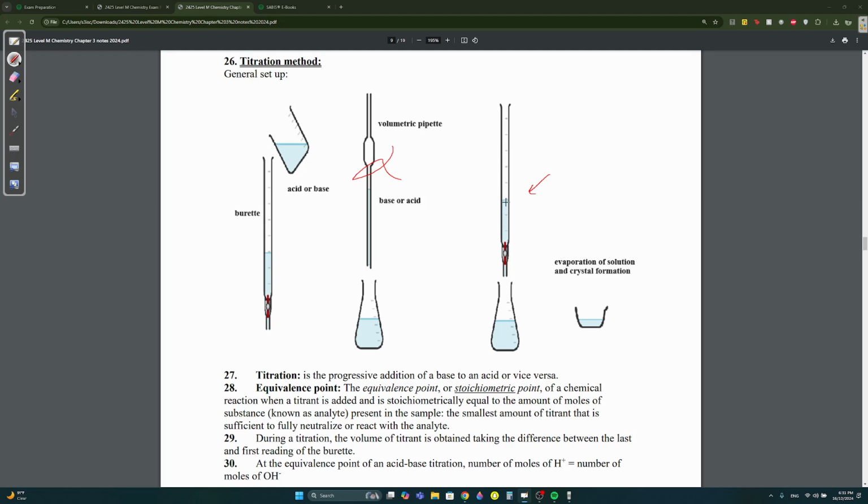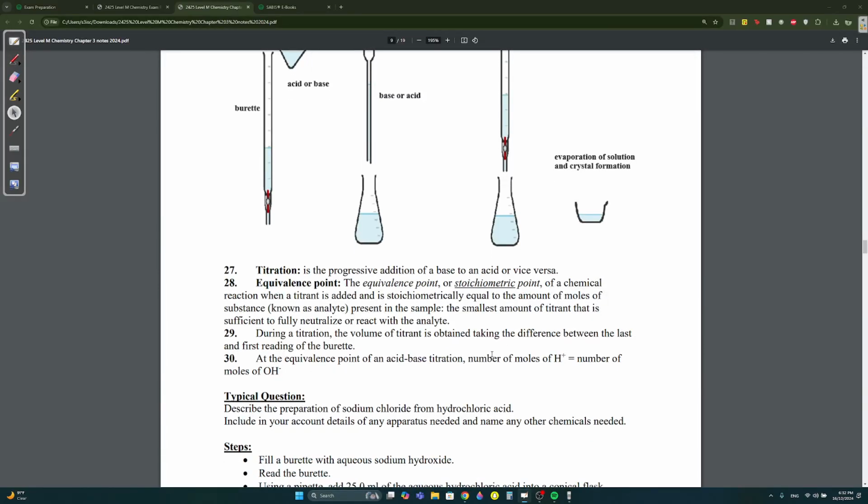When you're reading a burette, you want to know how much you used. You mark the initial point, let's say 20. Usually you take it up to 0, but sometimes you don't have enough. You take the last point, until you filled it out. Say it reached here. How much is that? 10. At the equivalence point, it says here the number of moles of H plus equals the number of moles of OH minus. Don't say it like this. Say the stoichiometric ratio: the ratio of H plus is equal to the ratio of OH minus.